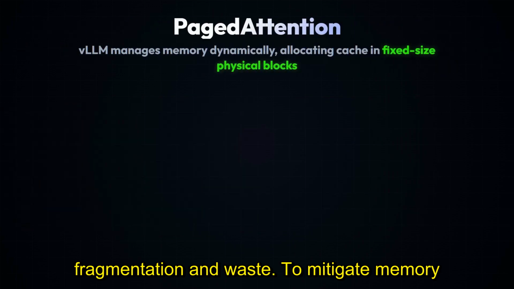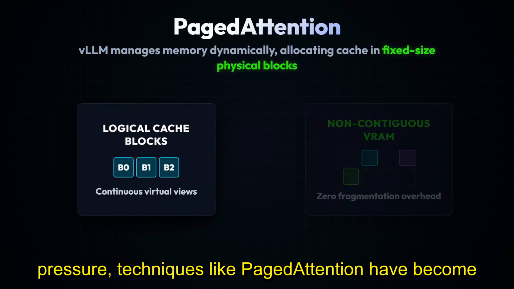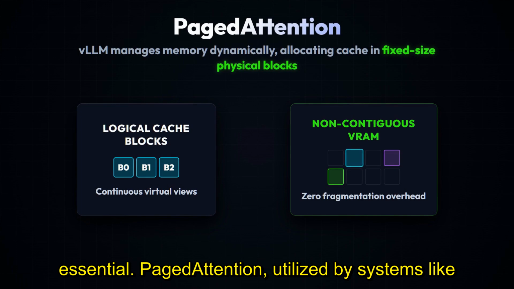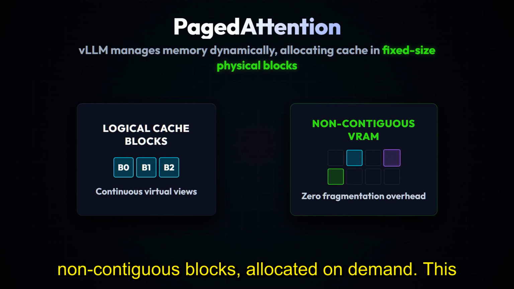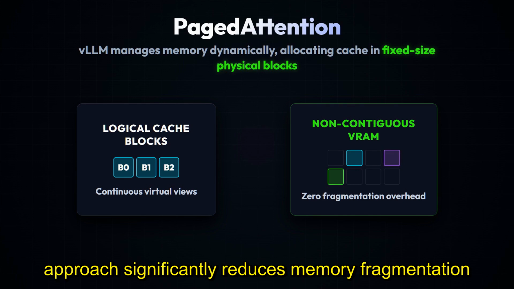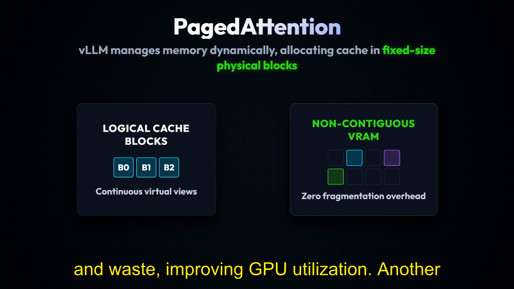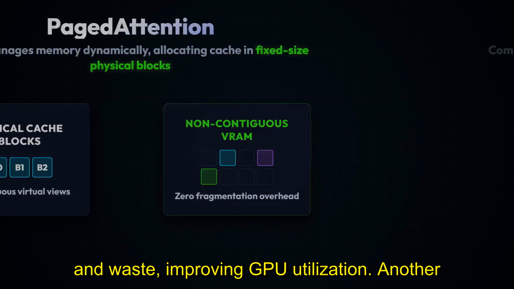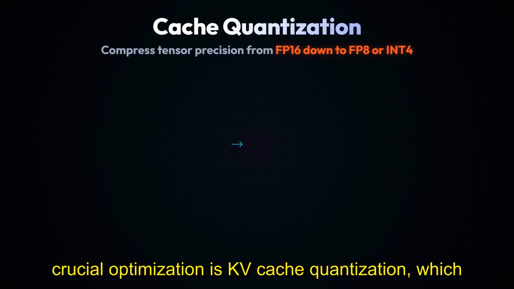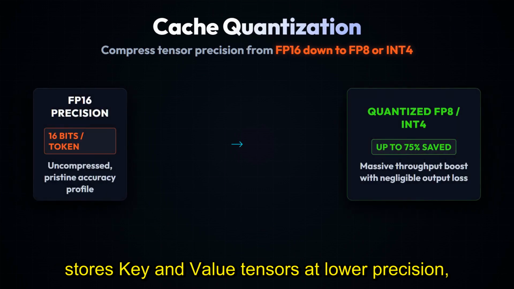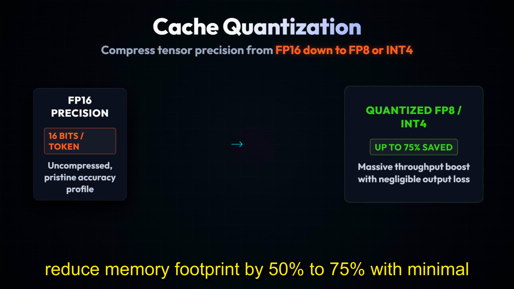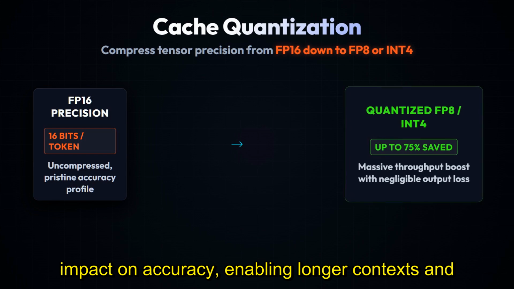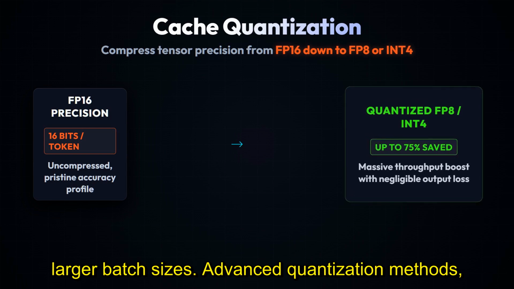To mitigate memory pressure, techniques like PagedAttention have become essential. PagedAttention, utilized by systems like vLLM, stores the KV cache in fixed-sized, non-contiguous blocks, allocated on demand. This approach significantly reduces memory fragmentation and waste, improving GPU utilization. Another crucial optimization is KV cache quantization, which stores key and value tensors at lower precision, such as FP8 or INT4, instead of FP16. This can reduce memory footprint by 50% to 75% with minimal impact on accuracy, enabling longer contexts and larger batch sizes.